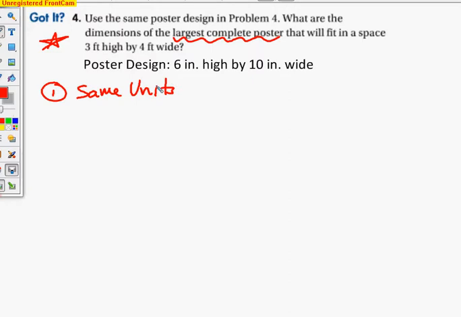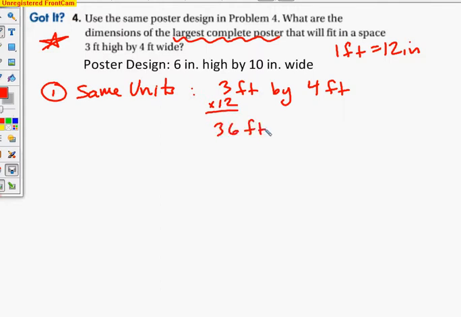Always convert big to small, so that means we're going to take our 3 feet high, and we're going to convert. 1 foot is 12 inches, times 3, 36 inches, and that is the height. Take 4 times 12, and we have 48 inches wide. So that is 36 inches high by 48 inches wide.